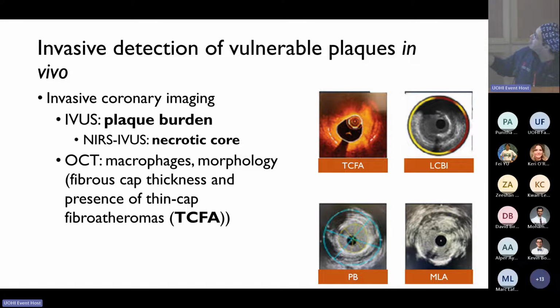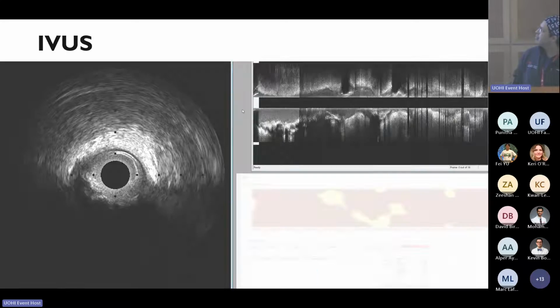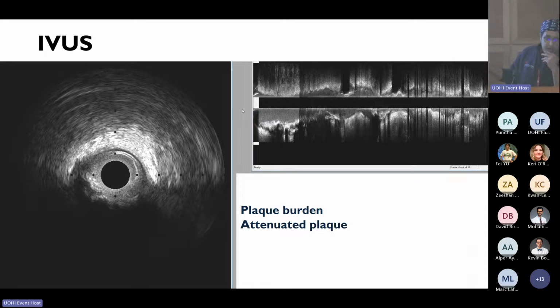You've got thin cap fibroatheroma, TCFA, in OCT. You've got plaque burden, which can be either, but IVUS is probably better at it just because of penetration, and minimal lumen area. And all of these are associated with vulnerability in plaques. This is what a typical IVUS looks like with a high-risk lesion. Plaque burden is increased and you've got attenuated plaque. So the IVUS signal fails to penetrate through. That normally means there's quite a lot of lipid there.